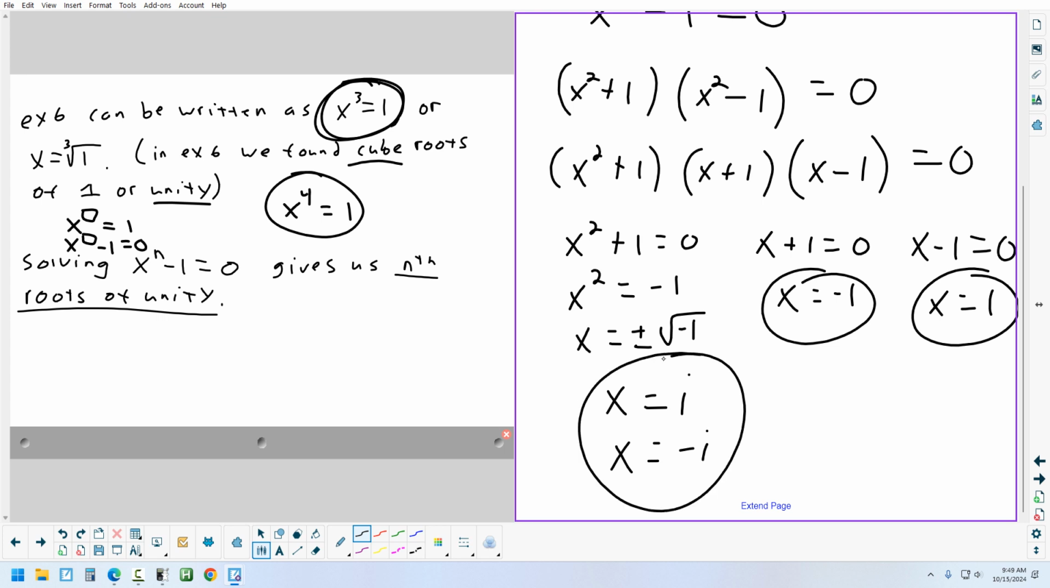So those are the 4 answers to this problem: i, negative i, 1, negative 1. Okay. And you don't have to do any synthetic division, you could, but that's going to take longer. Factoring is much, much faster. Any question on that one?